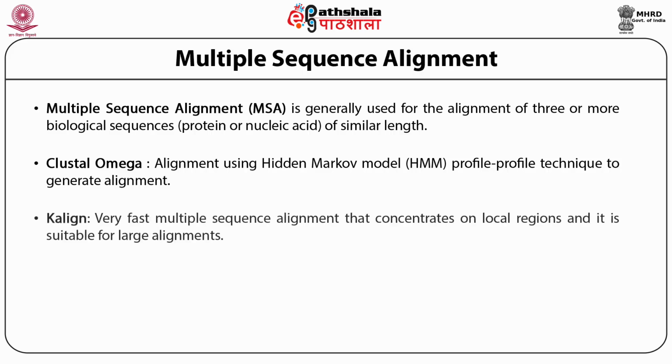Then you have KAlign, which is a very fast multiple sequence alignment that concentrates on the local regions and then extends its alignment. So it doesn't bother about aligning the whole sequences. It will find the best local regions which get aligned. So KAlign is also a multiple sequence alignment method, which is useful in finding certain conserved regions, certain family regions, certain conserved active sites or certain conserved domains.